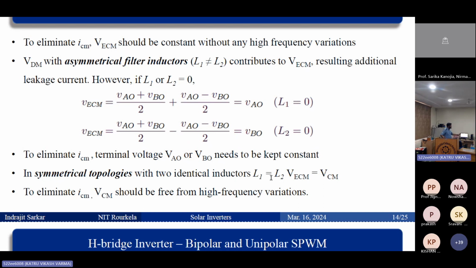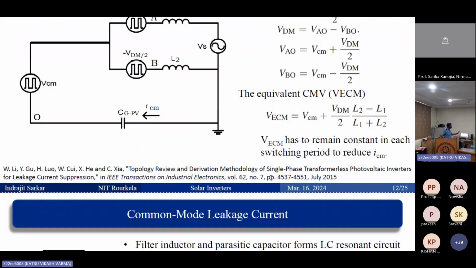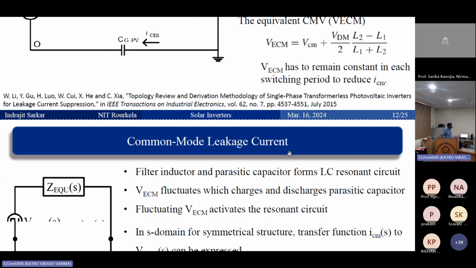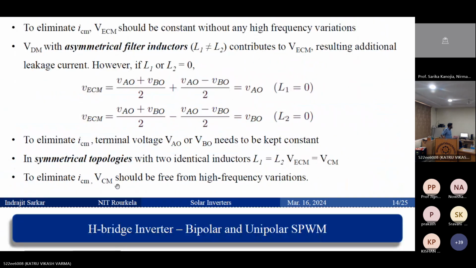Both the inductors are there, and in that case the differential mode voltage will become 0. So if we make this 0, we have to keep this constant. So to eliminate ICM, VCM should be free from high frequency components.